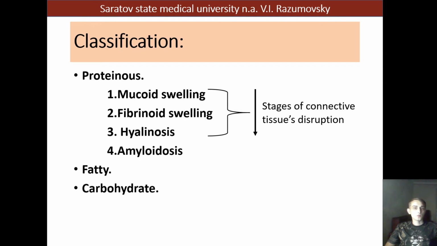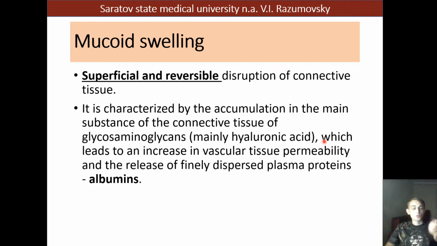You may know that protein degeneration may include mucoid swelling, fibrinoid swelling, hyalinosis, and amyloidosis. The first three types of protein degeneration are stages of connective tissue disruption. We start from protein stromal vascular degeneration, and we'll start from mucoid swelling. Mucoid swelling is a superficial and resolvable disruption of connective tissue. The most important words in this definition are superficial and resolvable.